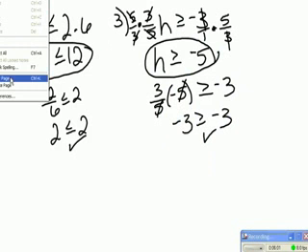Alright, moving on. Number 5 says 1/4 n is greater than or equal to 10. Again, I want n by itself, so I want to get rid of the 1/4. So I'm going to multiply by the reciprocal.